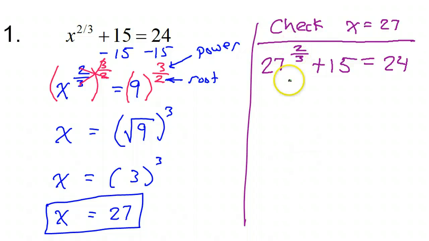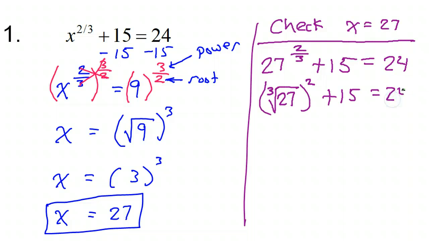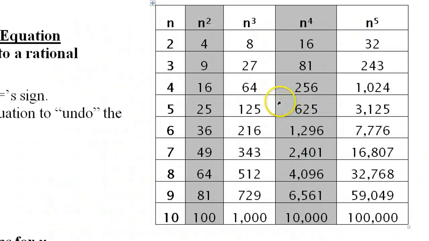Remember, power over root. So this 3, that's the cube root. So that means we're talking about the cube root of 27. And then 2 is the power, so that's squared. Plus 15 is equal to 24. Now, the cube root of 27 is 3. So that leaves me 3 squared plus 15 equals 24. Again, if I want to do the cube root of 27, I'm working backwards. The cube root of 27 is 3.